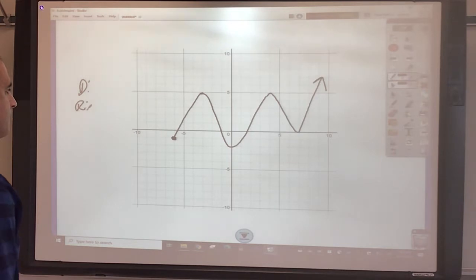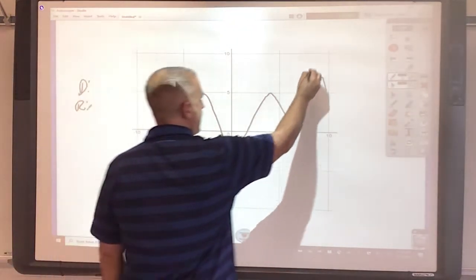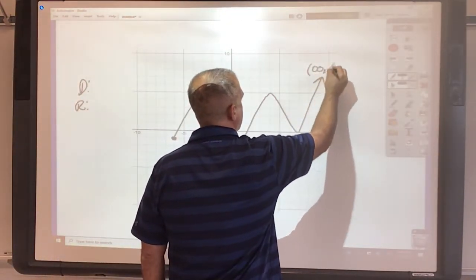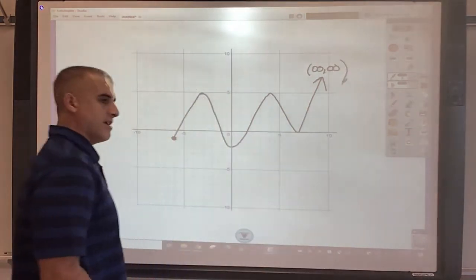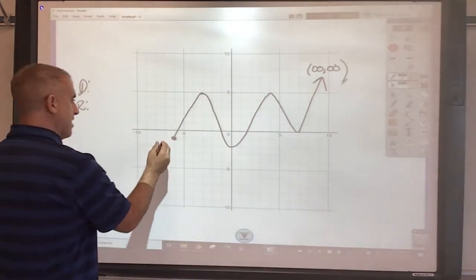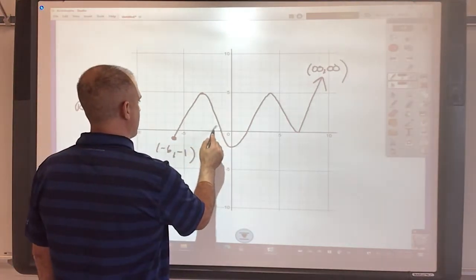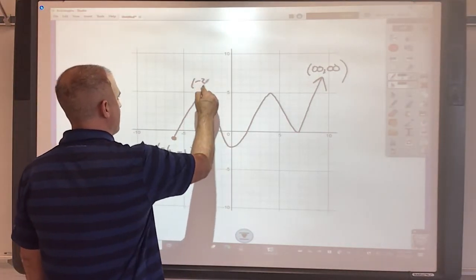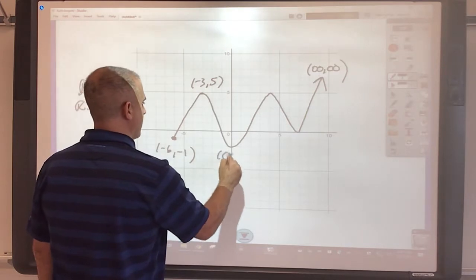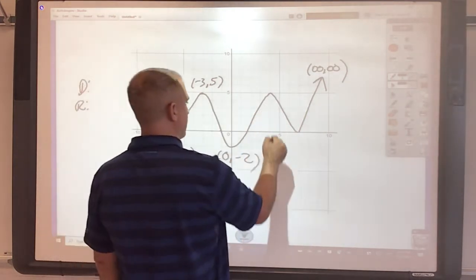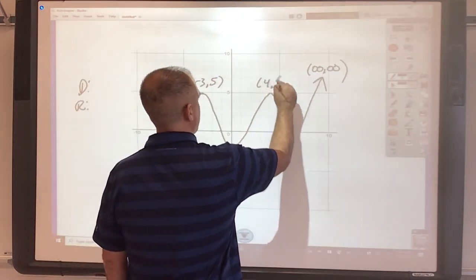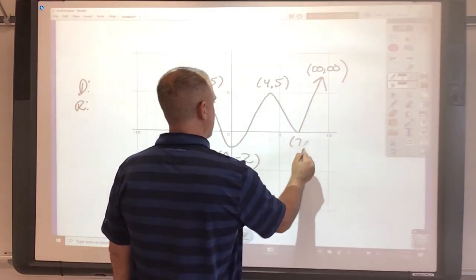And unpause the video. I would label my arrow. This would be a right arrow, going up, infinity, infinity. This is an endpoint, -6, -1. This is -3, 5. This is 0, -2. This is 4, 5. And this is 7, 0.